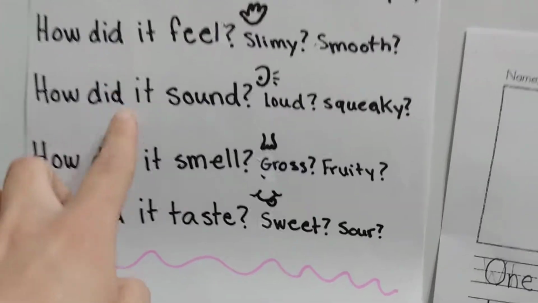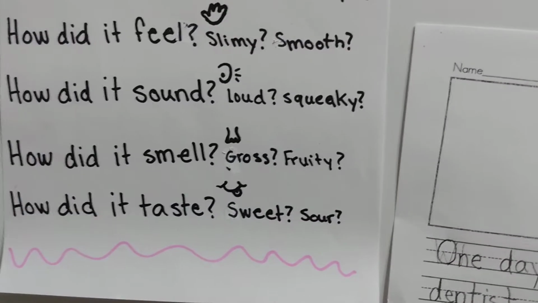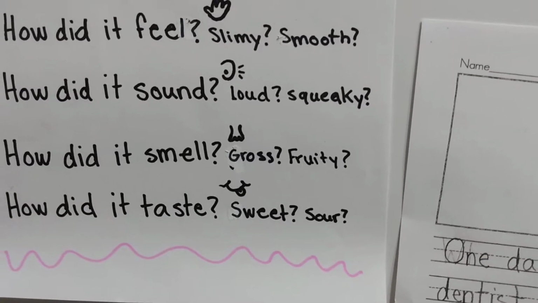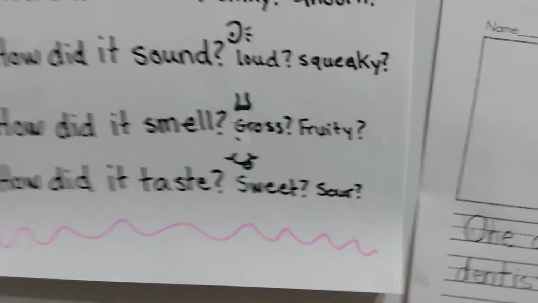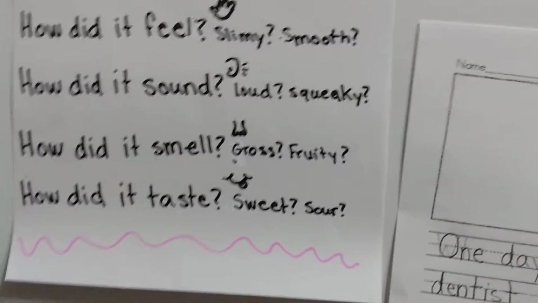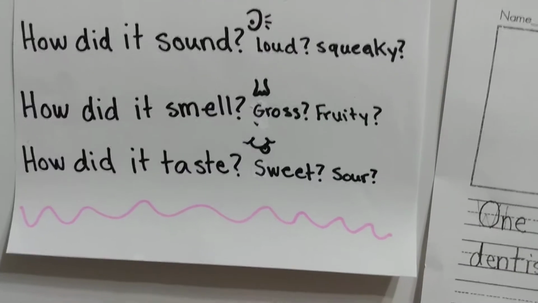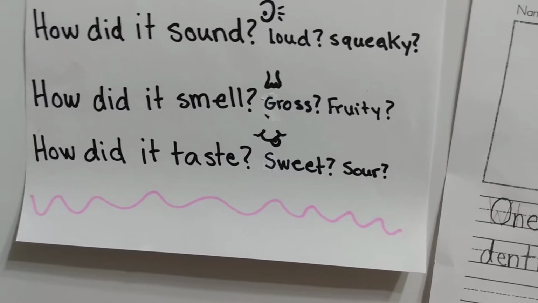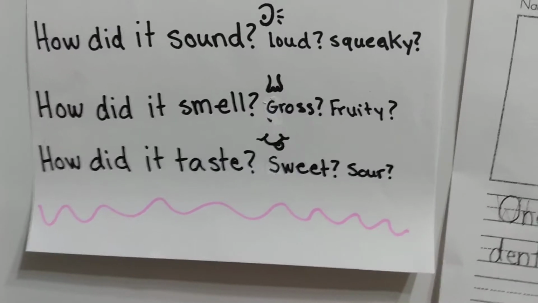Then we can talk about how it sounded. If you were walking in somewhere, what did it sound like? Was there a lot of noise? If you were stepping on the floor, was it creaky? We can also talk about how it smelled. So if you're in the middle of cooking your favorite cupcake, did it smell fruity? Did it smell sweet? And then we can also talk about how it tasted. If you're talking about going to a restaurant and you took a big bite of that cheeseburger, how did that taste? Was it sour? Was it yummy?